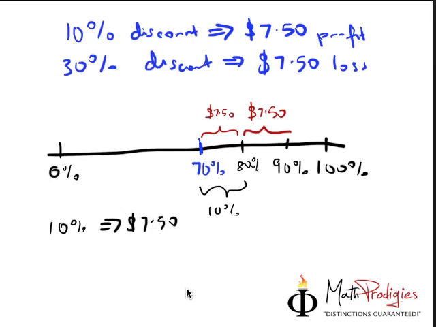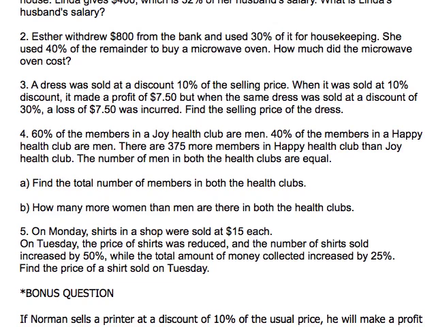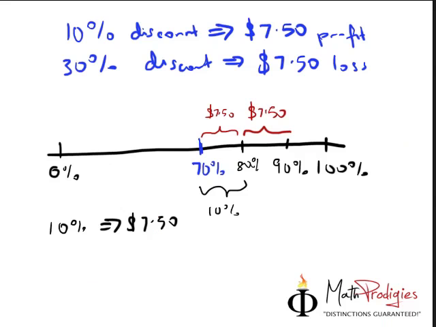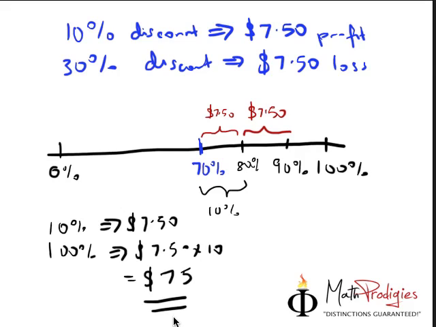In other words, they're asking you how much is the price of the shirt, right? How much, find the selling price of the dress. So it's simply 100% equals $7.50 times 10, which gives you the answer of $75. That is the actual selling price of the dress. Now if you don't understand this, I'm going to explain it in a different way, because I can understand that some people might have lost me over there.